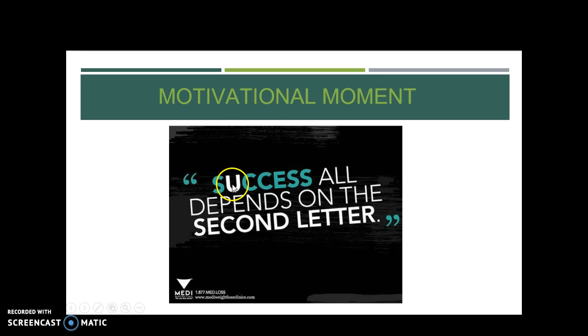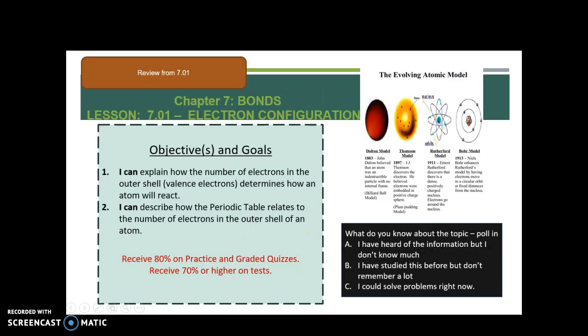Motivational moment for today: success all depends on the second letter. That's you. You can do this. It will take effort. We are here to help you. We provide a lot of help and support, but it really comes down to you doing the work. But we know you can. That effort will pay off.